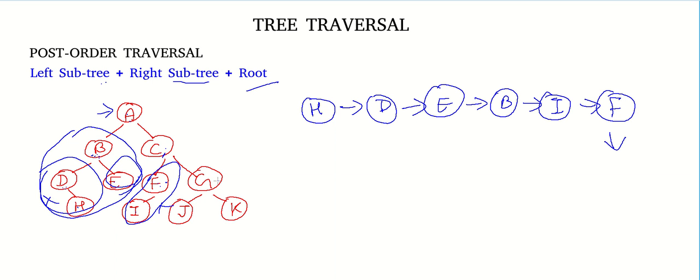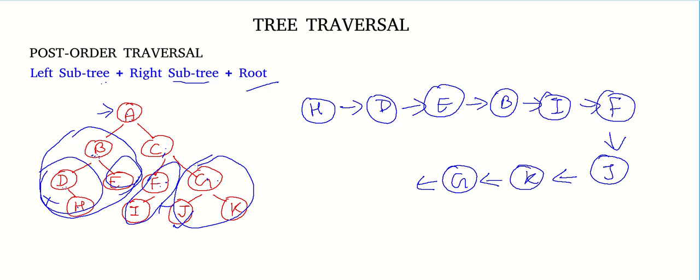Now as you can see, G is again itself a root node. So we need to apply the formula again. We will visit the left subtree, that is J. Now after J, we will visit the right subtree, that is K. And after K, we will visit G, that is the root node of this. And after G, since the left subtree of C is done, the right subtree of C is also done. Now we will visit the root, that is C. Now C is also done.